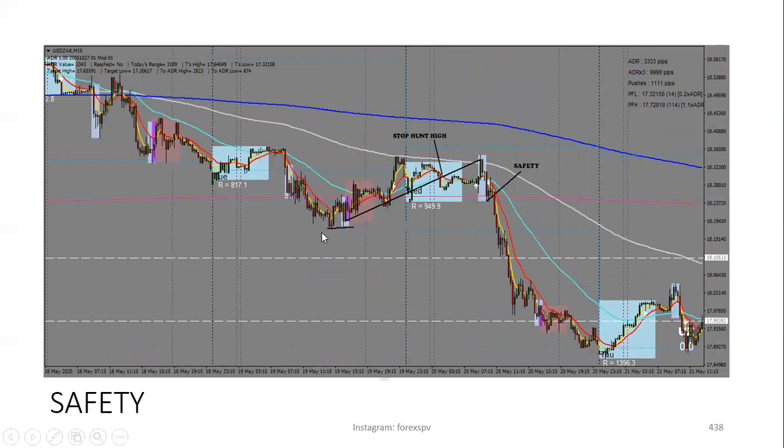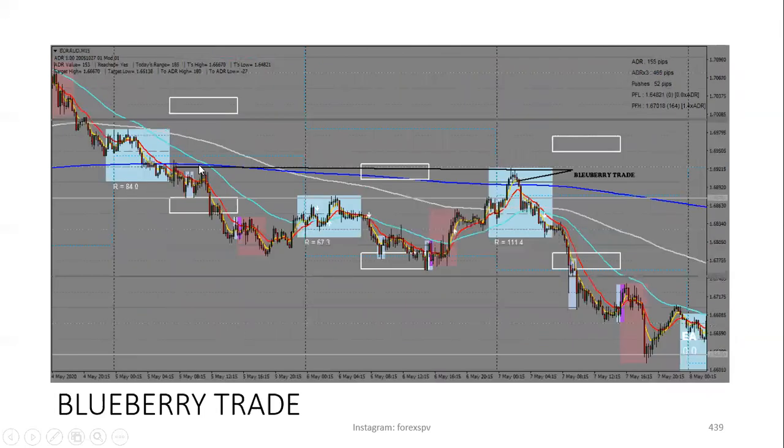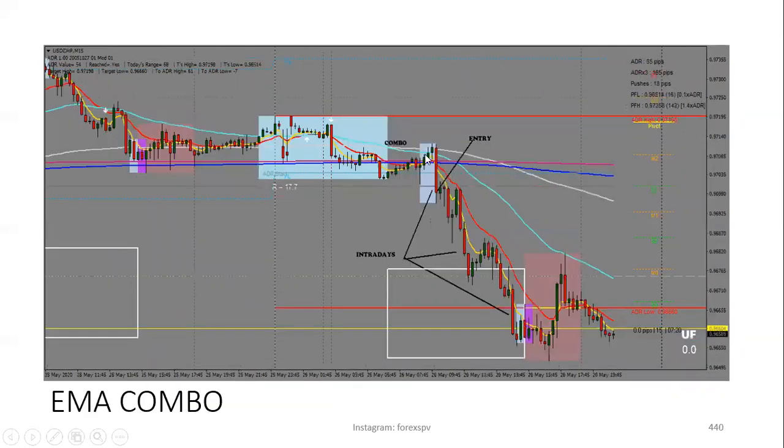The stop hunt started from the previous day, and then we had a very big pattern around the 200 EMA. Price moved away from it. We have a blueberry trade right here, a break and a retest around the blueberry. We have an EMA combo trade.